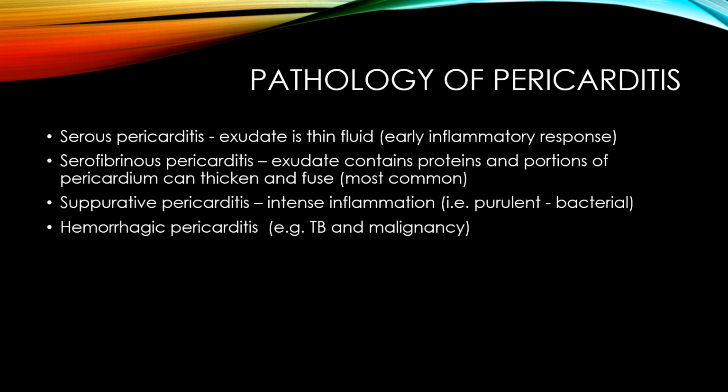Suppurative pericarditis, all right, this is intense inflammation. This is usually bacterial in nature, and it's pus-filled or purulent. And then hemorrhagic pericarditis is more commonly found with TB and malignancy.